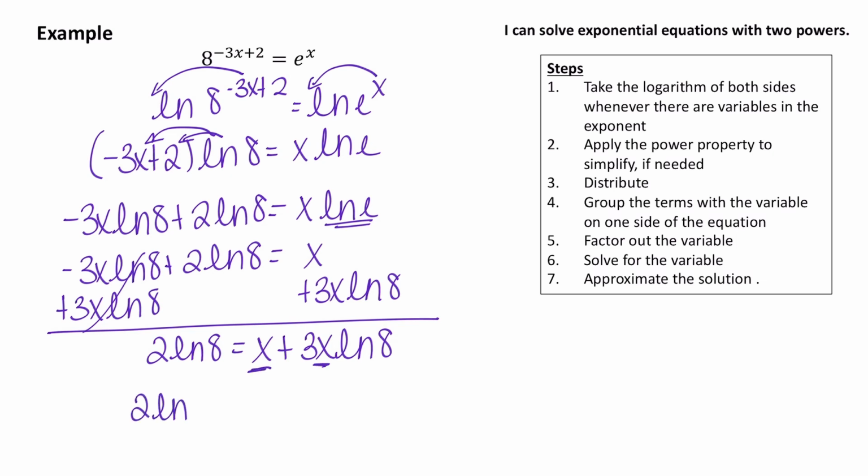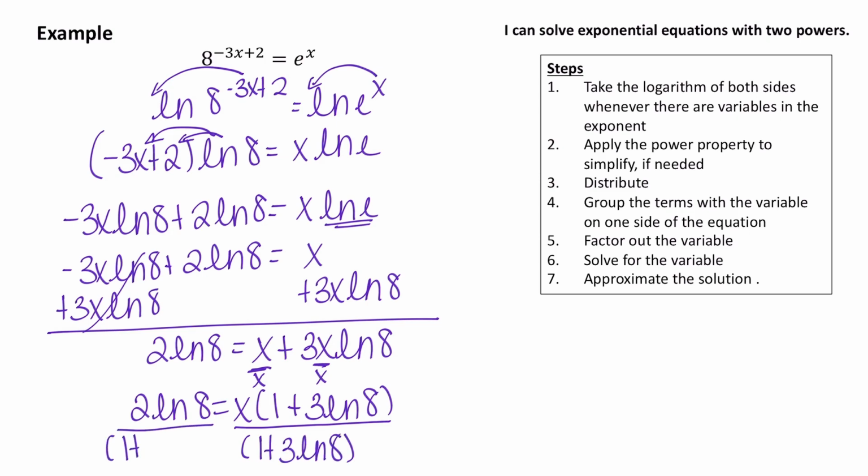Okay, so now I need to factor out this x. So I have 2 natural log of 8 equals x times, when I factor out an x from the first term, that just leaves me with 1. Because remember, factoring it out means I'm just going to divide both these terms by x. So I have 1 plus 3 ln 8. And now what I can do to get x by itself is divide both sides by 1 plus 3 ln 8. So when I do that, on the right side, this is going to cancel, leaving me with just x. So I have 2 ln 8 over 1 plus 3 ln 8 equals x.